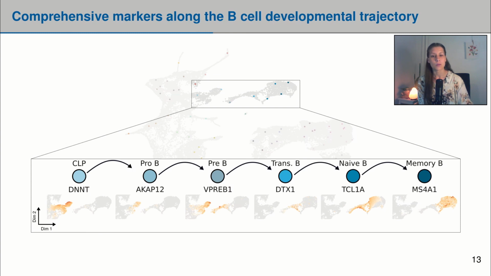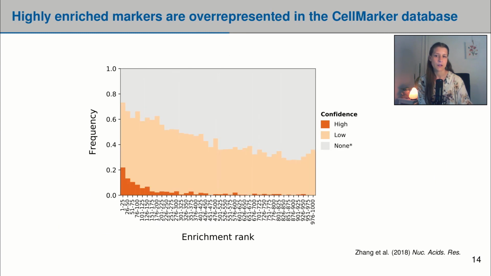Now, this evaluation of marker gene retrieval is rather qualitative, so we also sought to quantify the marker gene retrieval capabilities of SEMITONES. So for this, we checked how many of the markers we found for the healthy hematopoiesis data are found in the cell marker database, which is a database containing marker genes from single-cell RNA-seq experiments.